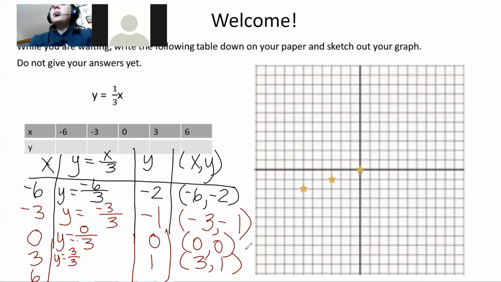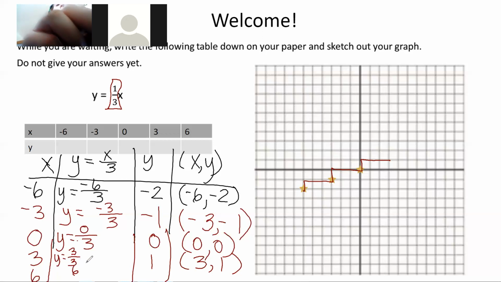Yeah, you could, Malachi. You don't even need to. You can kind of follow that slope, right? Do you guys see? Remember, 1/3 is the slope. So all we're doing is going up 1 over 3, up 1 over 3, up 1 over 3. That's all we're doing. And that's a much quicker way to graph. That's what we're going to talk about next.